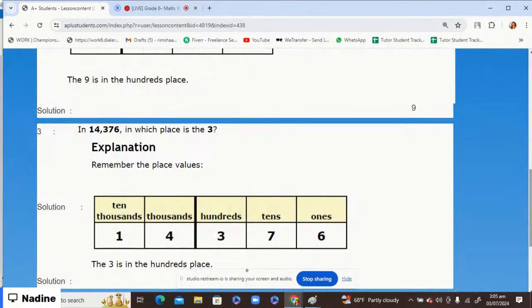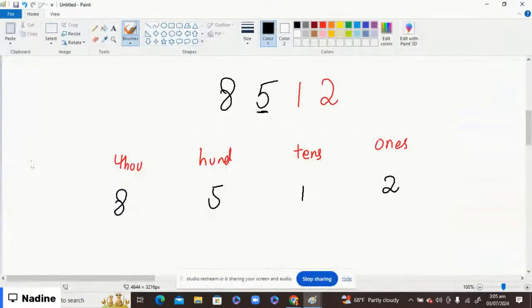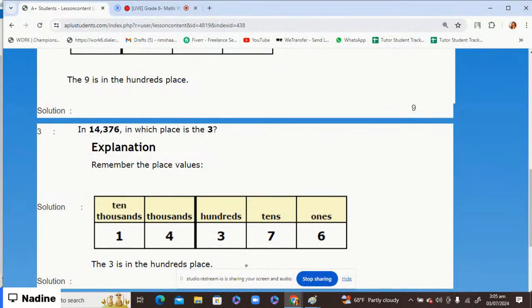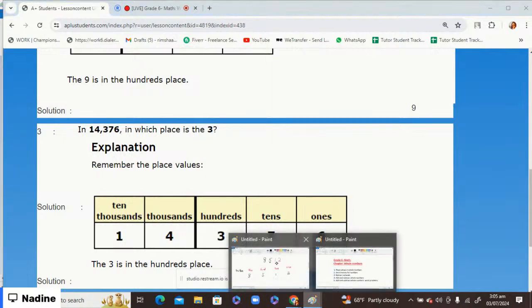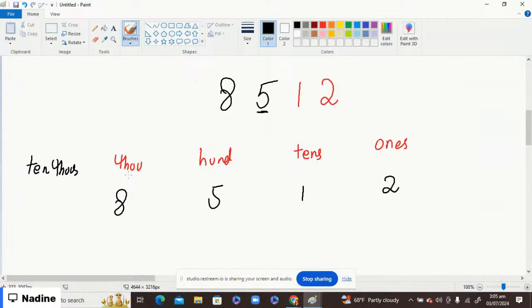14,376. In which place is the 3? Now there is thousands and the next one is ten thousands. Okay. Once, tens, hundreds, thousands and ten thousands. Here is the number now. Look at here. It's 14,376. If there are two digits for the thousands place, one we can write in the ten thousands and one we can write in the thousands.